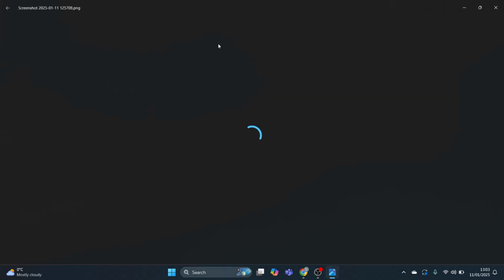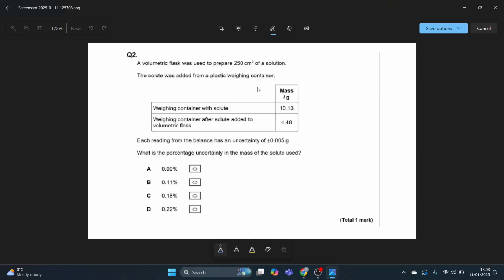Question 2. A volumetric flask was used to prepare 250 centimeters cubed of solution. Solute was added from a plastic weighing container. Each reading from the balance has an uncertainty of 0.005. What is the mass of solute?